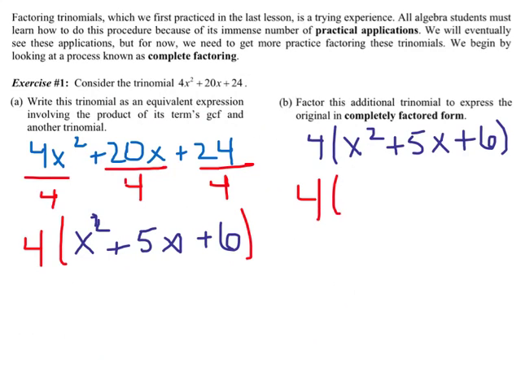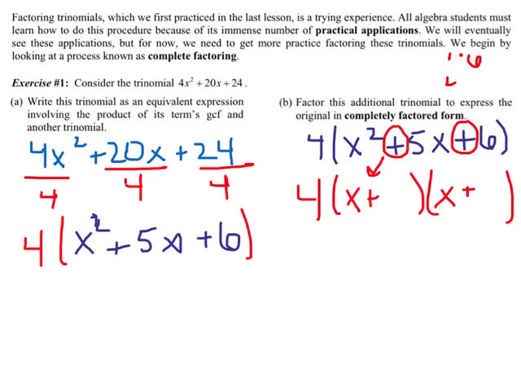I have my 4 out here. I put out my parentheses. I start with my x term. I have a positive, so I'm going to bring that positive down. This positive tells me we have the same signs, so that positive goes there. I'm going to write my terms for 6. We have 1 times 6 and 2 times 3. And I know 2 plus 3 gives me 5, which is what we're looking for. So I'm going to put my 3 here because it's bigger, and my 2 comes second. And this is my completely factored form.